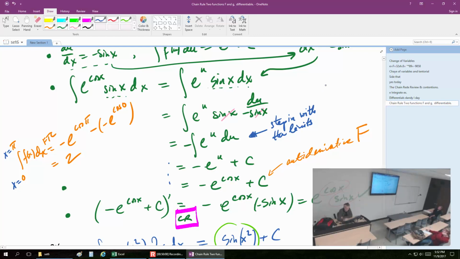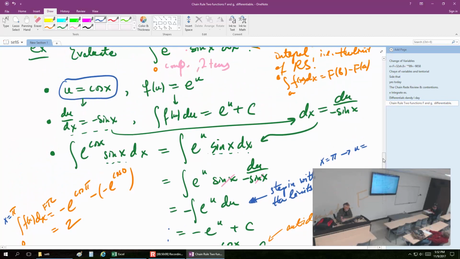What are the limits? x is equal to pi. What is u? Well, look, it's circled on the left: the relation between u and x. So cosine pi is -1. Then we do the same: x equals 0, u is equal to 1. So these are the limits for u.